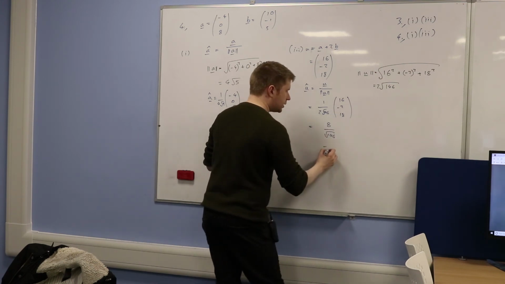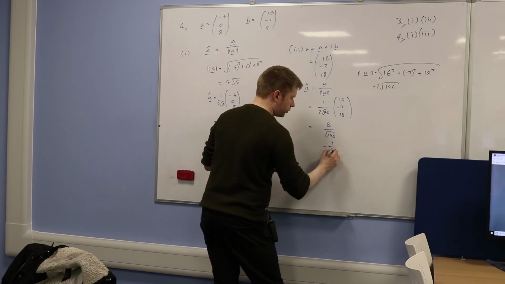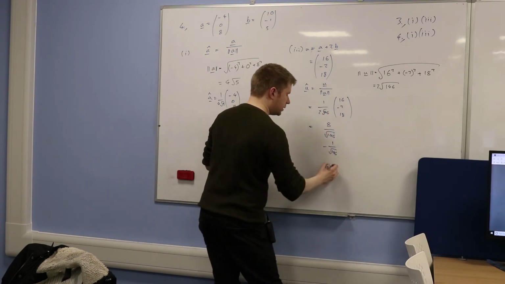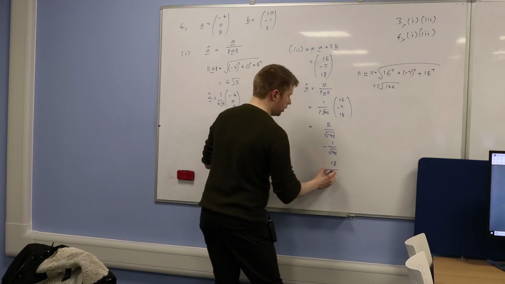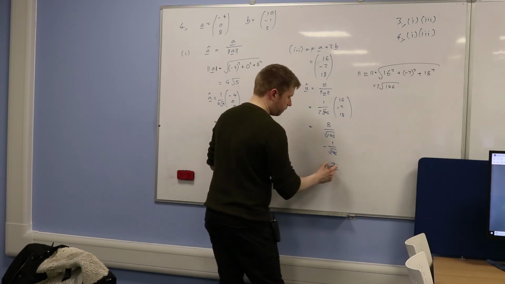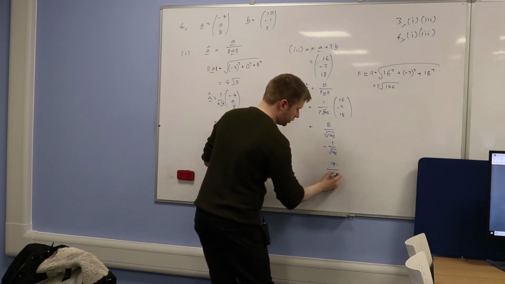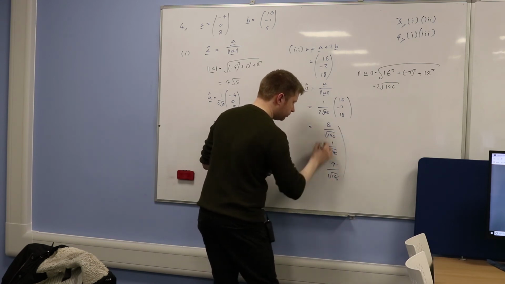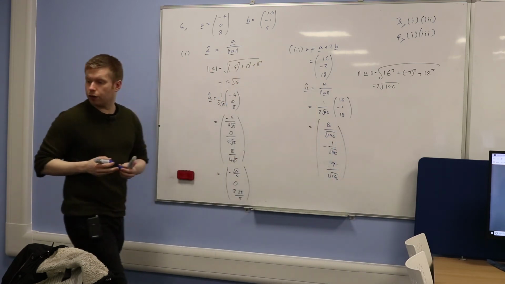Then it's going to be negative 1 over square root of 146. And it's going to be 9 over square root of 146. So either one is fine. Either one is absolutely fine.